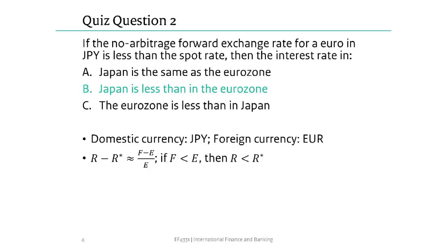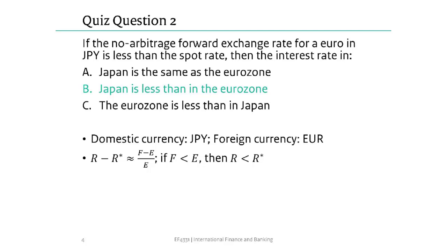So step 1, again, identify the domestic currency, identify the foreign currency. Based on this sentence, forward exchange rate for a euro in Japanese yen. So euro is the denominator, therefore euro is the foreign currency. And JPY, or Japanese yen, is the numerator, and as a result, it's the domestic currency. Once we establish which currency is foreign or domestic, we can figure out which ones are R star, right? So R star is euro, and R is Japan deposit rates.